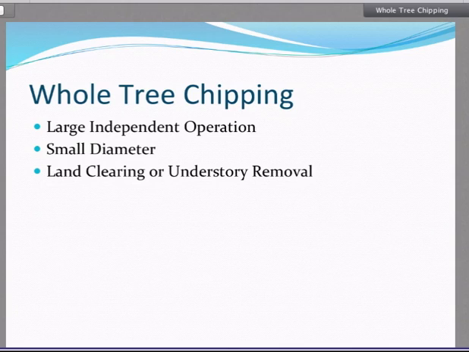They can be used for land clearing. I was recently down in Florida, and there was a lot of land conversion going over to farming that they were doing some land clearing on, and then you can get larger diameters. But most of the time what we're talking about is understory removal, where it's pretty small diameter material.